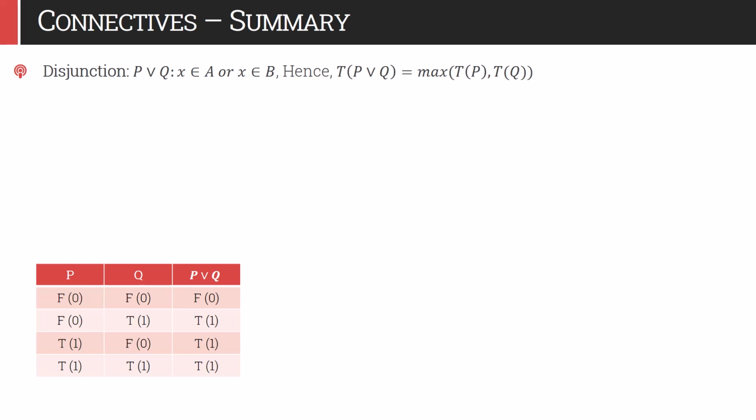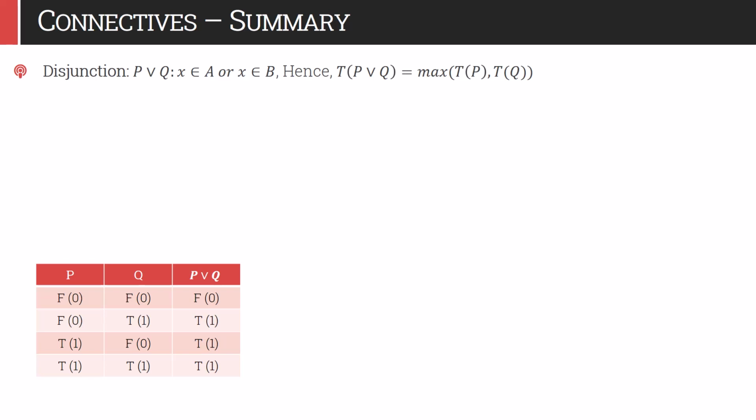Summary of the connectives: we have two propositions P and Q. It could be generalized to n number of propositions, but for 2 there will be 4 rows in the table. If there are 3 propositions, there will be 8 rows. For 4 propositions, there will be 16 rows. So in general, if we have n propositions, the truth table will have 2 power n rows.